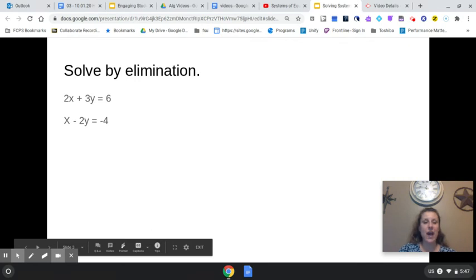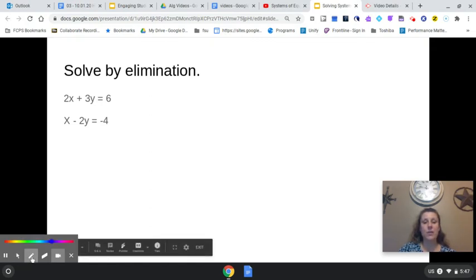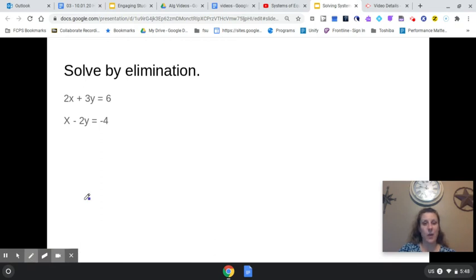It says 2x plus 3y equals 6, and x minus 2y equals negative 4. Notice that both of these equations are in standard form, so the elimination process is perfect. The coefficients of x right now are 2 and 1. The coefficients of y are 3 and negative 2. So what we want to do is multiply one or both of the equations by values in order to get those coefficients to be opposite integers.